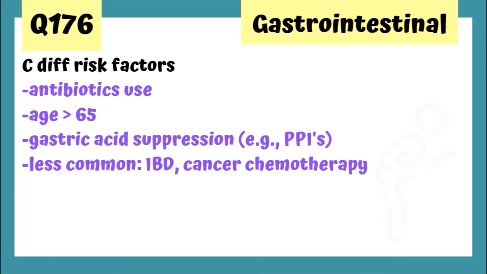Just as a side point, C. diff risk factors include antibiotic use, but not only that, older age, gastric acid suppression such as PPIs, and less commonly IBD and cancer chemotherapy. So don't just think that the C. diff risk factors are antibiotics use. There are other risk factors also that may be tested on the exam.